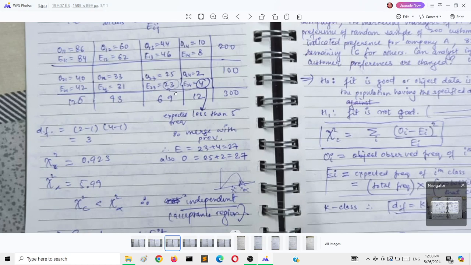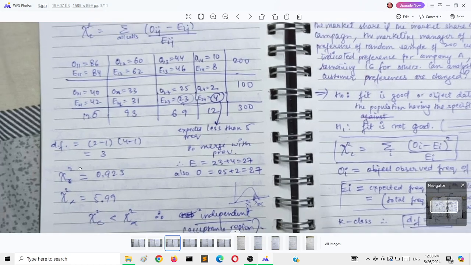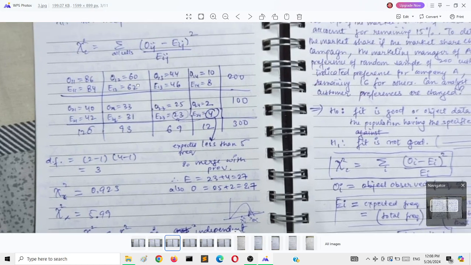Now what is required? We actually want to calculate the chi-square value, so in a similar fashion, using this formula, that is (this minus this) square divided by 84, (62 minus 60) square divided by 62. Or you can do (60 minus 62) square also, but the value will be the same because it's just a square. In a similar fashion, we'll calculate all of those, and then we'll add up all of those, and then you will get the value of this chi-square. That's coming out to say 0.923.